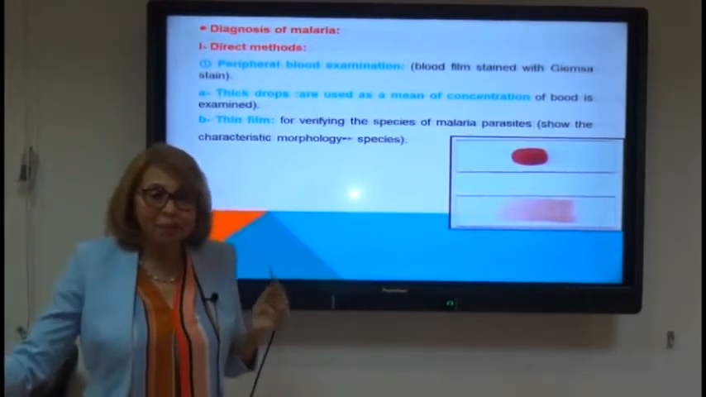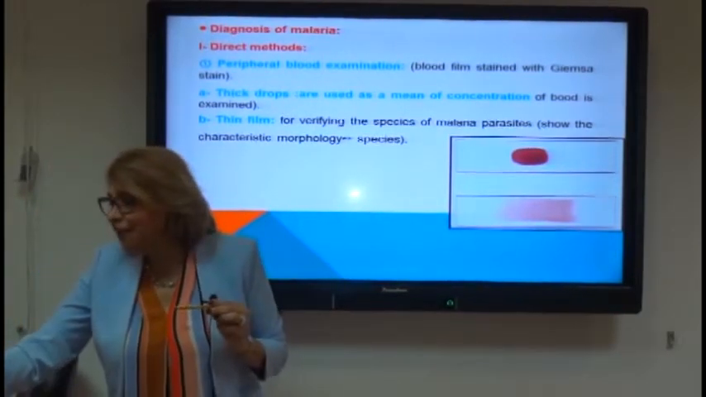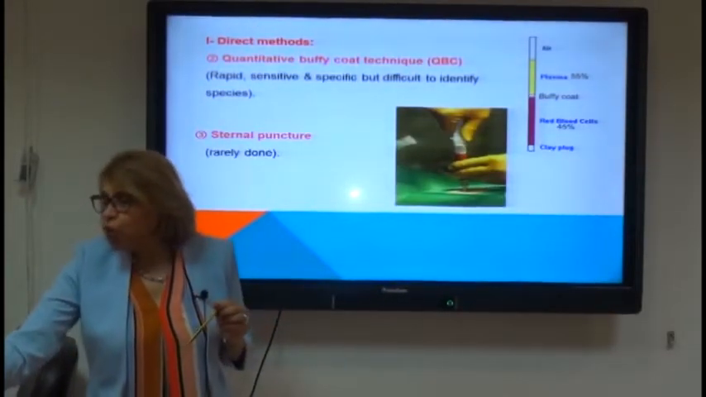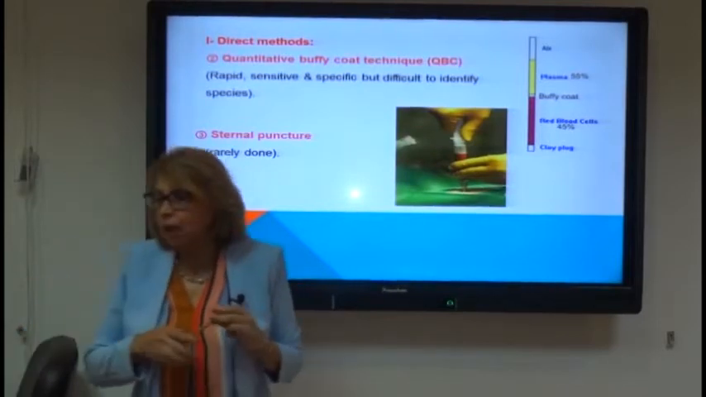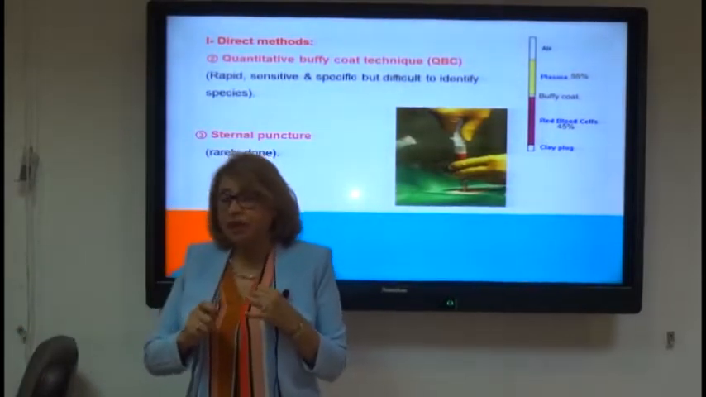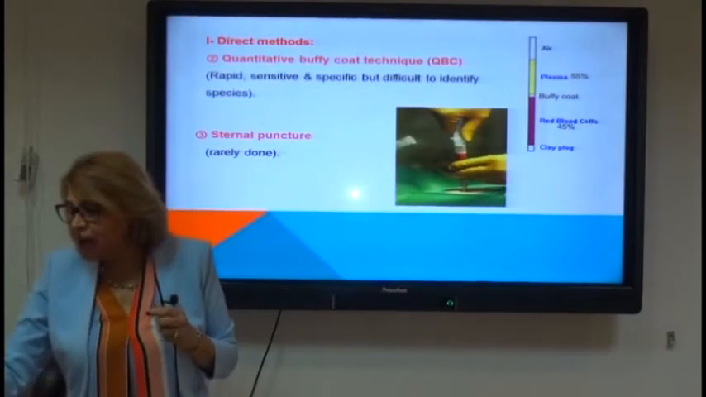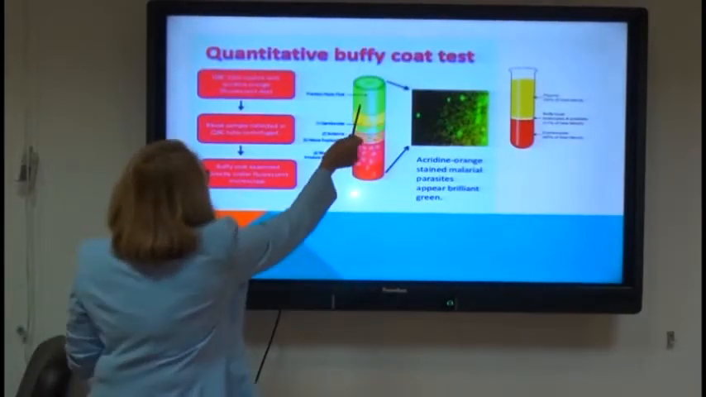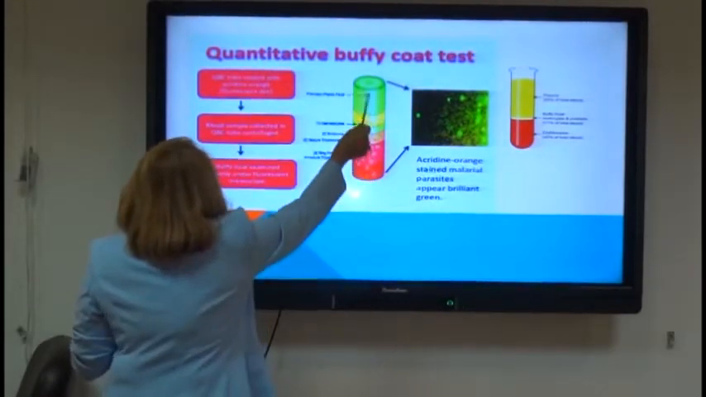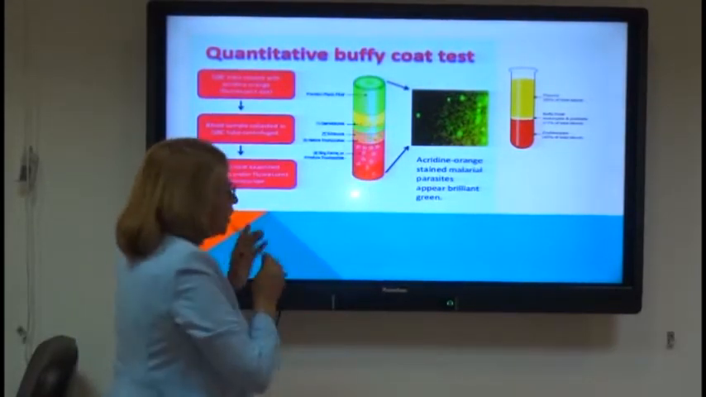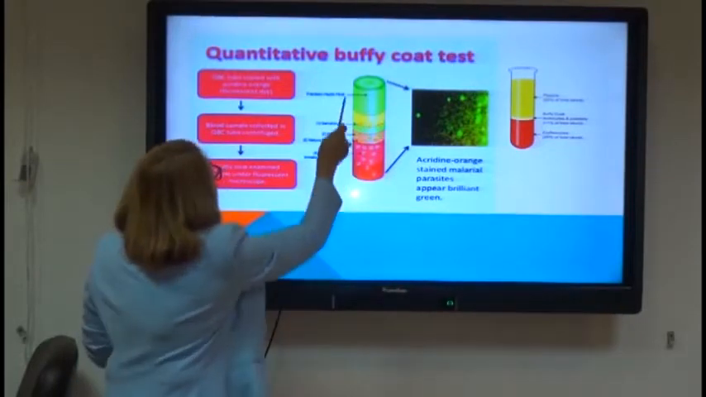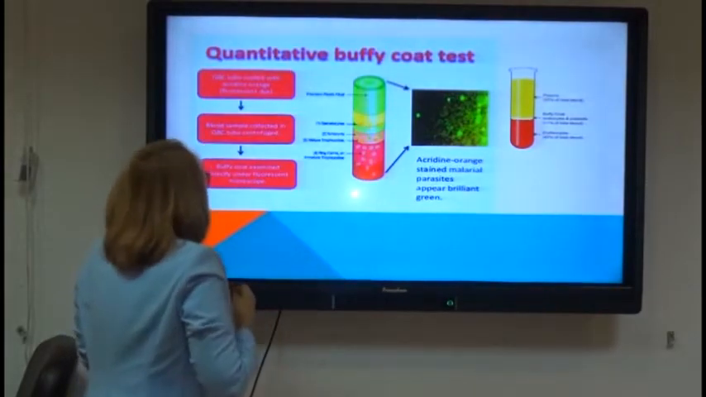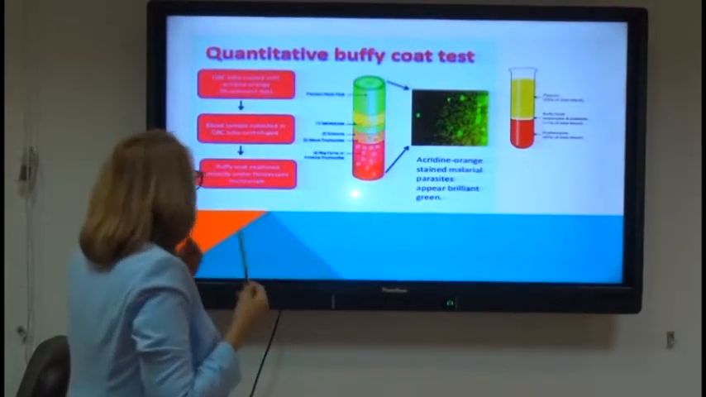In the direct method, besides peripheral blood, we have the quantitative buffy coat technique, or QBC. It is very rapid, sensitive, and specific, but it cannot diagnose the species. This is a centrifuge tube, but it is a QBC tube, usually very thin. It is coated with what is called acridine orange.